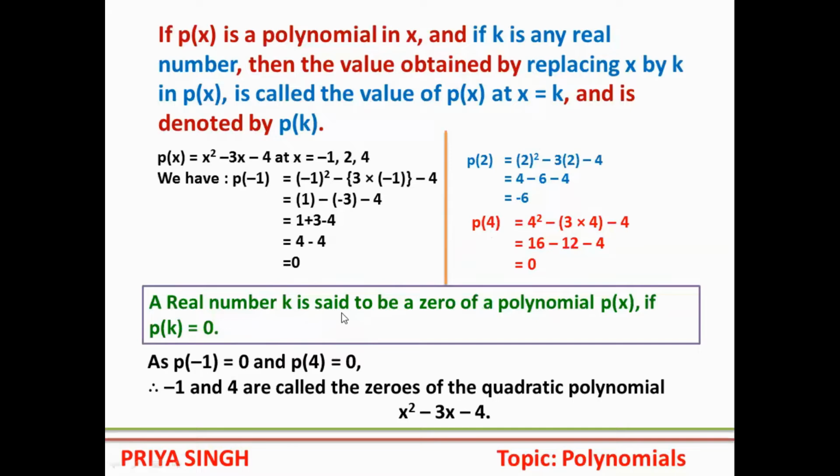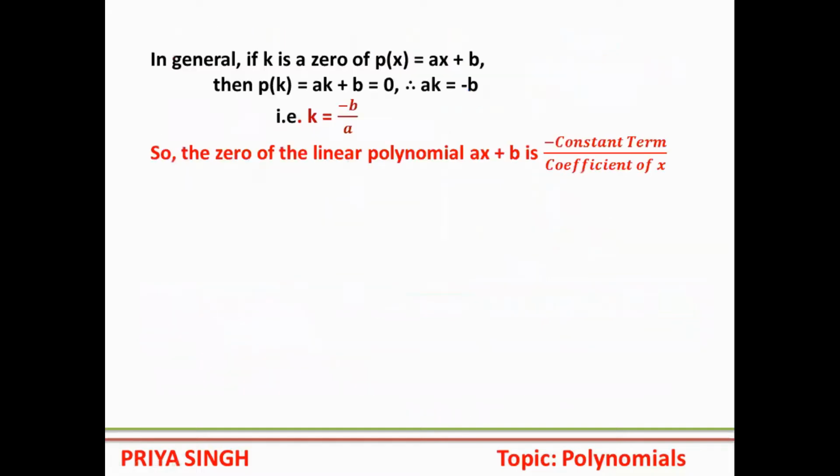I'll give you a short summary again. Suppose one equation is given, that is p of x, and I want to find p of k, where k is any real number. Then I simply need to put the value of k in the equation and get the answer. If it comes as 0, then that value of k will be the zero of that polynomial. Now let us go on to the next concept.